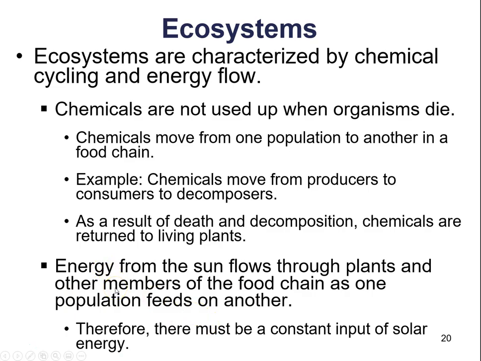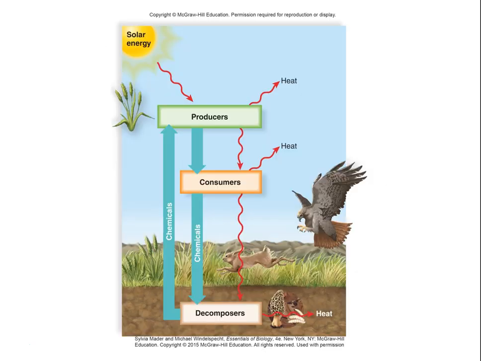Energy flows from the sun through the plants and to other members of the food chain, just like we mentioned. And it says here, therefore, there must be a constant input of solar energy. Again, if we're going to think about this energy flow and how all the organisms in an ecosystem are dependent on that, it's super important that that initial energy source, the solar energy, is there. Okay, and this picture basically illustrates what we were just talking about.